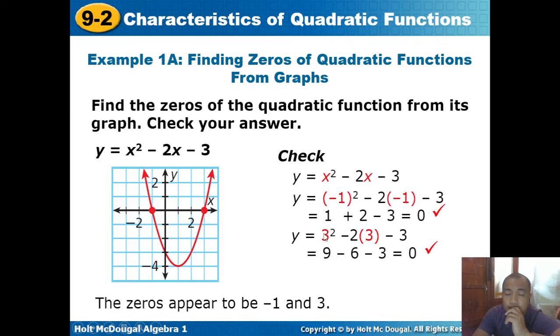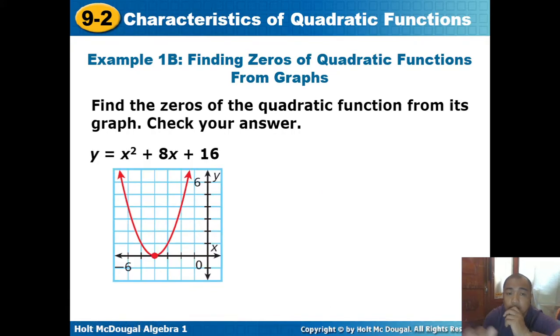Let's check. Substitute the values of negative 1 and 3 into the equation y equals x squared minus 2x minus 3. If x is negative 1, we have 1 plus 2 minus 3, 3 minus 3 equals 0, correct. If x is 3, we have 3 squared, 9 minus 6 minus 3 equals 0. 0 equals 0. So correct. These are the zeros of the quadratic function y equals x squared minus 2x minus 3.